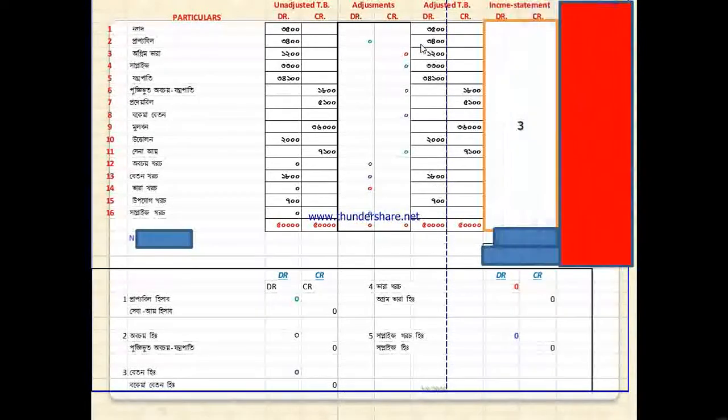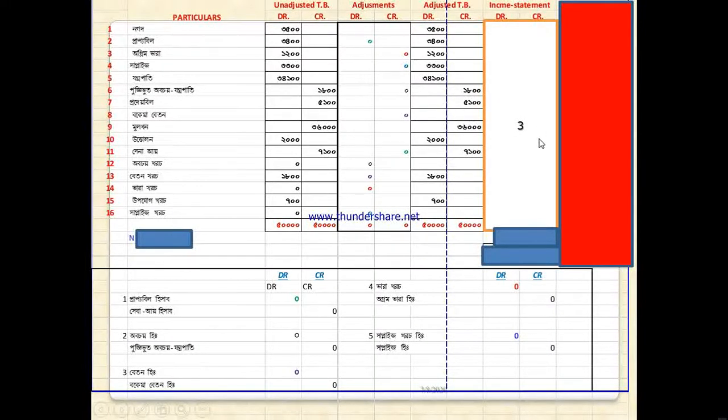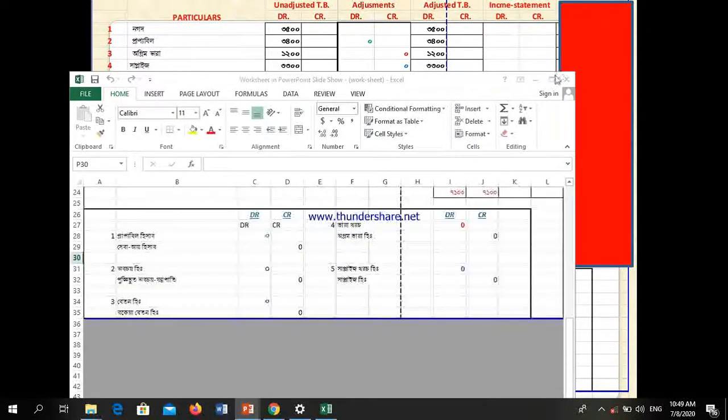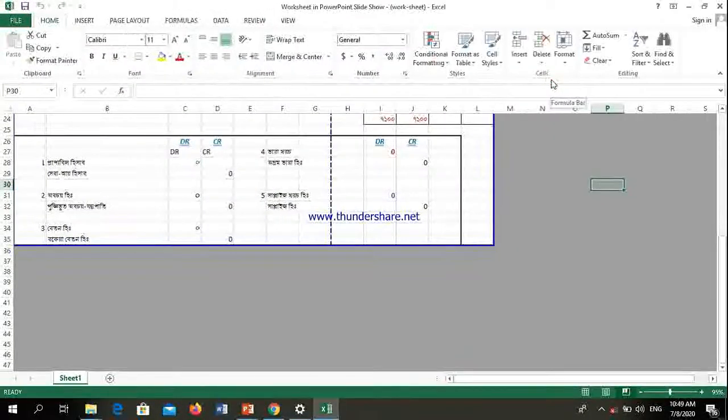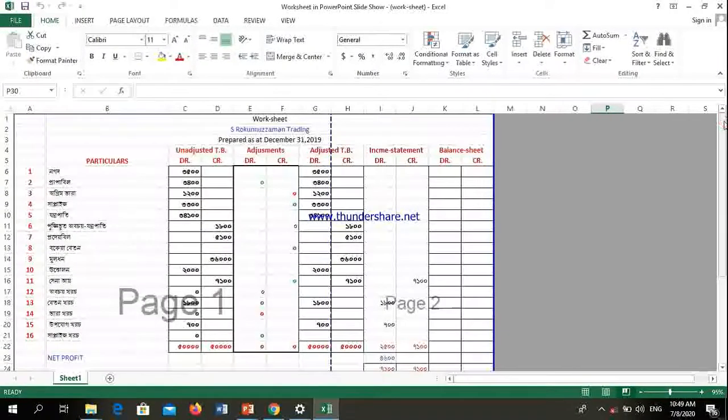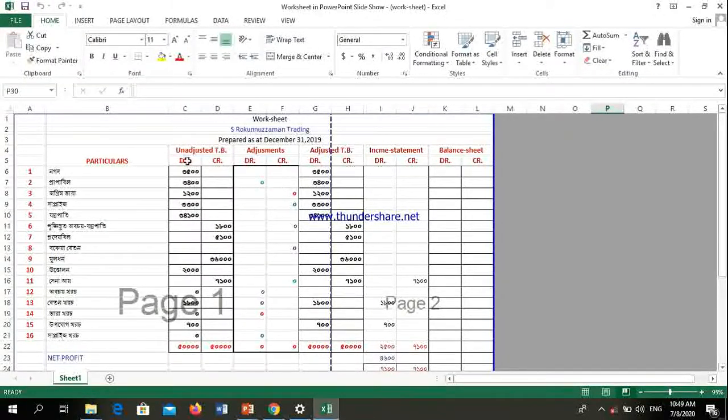So go to the next slide. Next slide, number 3. So we have to do about it. Look, this is a revenue. Now we have to consider only the adjusted trial balance. After calculating the adjusted trial balance, you have to forget the adjustments and unadjusted trial balance. Just consider the adjusted trial balance. Okay. So before calculating, you have to look how much amount here.